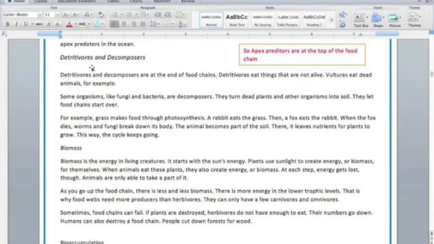Again, detritivores and decomposers. Detritivores and decomposers are at the end of a food chain. Detritivores eat things that are not alive. Vultures eat. Here, what can we underline or circle that will help us to understand what we've read so far?